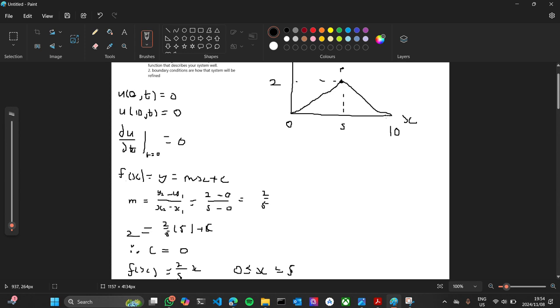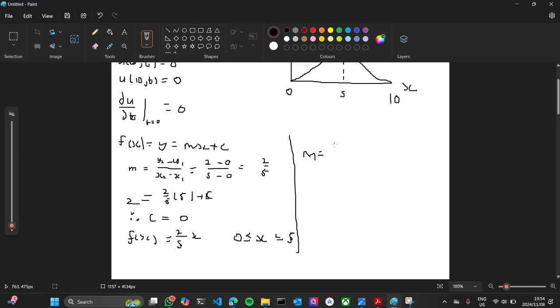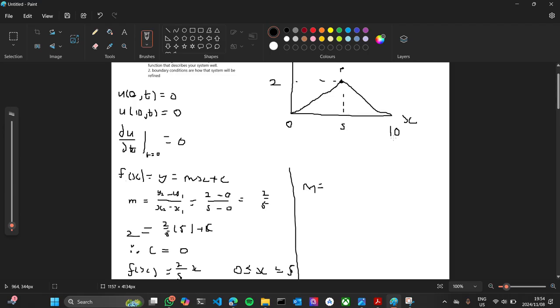So now we need to describe this one as well. We'll do the exact same process. I'm not going to write this again. Let's just go straight to finding the gradient, and we'll use the exact same formula. In this case, our y2 is going to be 0, and that gets subtracted by y1, which is 2, and then x2 is 0, which gets subtracted by x1, which is 5.